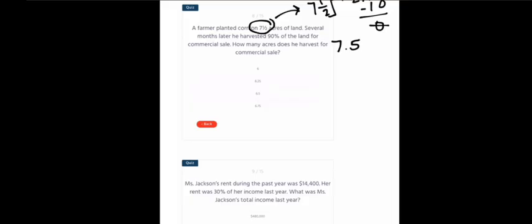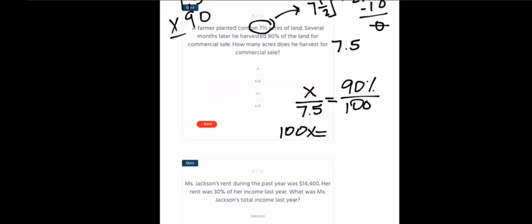Okay, so now that we have this number, now we can plug this into our equation. We want to find 90% of 7.5. So 7.5 is a whole, and we're looking for 90% of it. 100 always goes here. So let's start multiplying stuff. X times 100 is 100x. And 7.5 times 90, we're going to do down here.